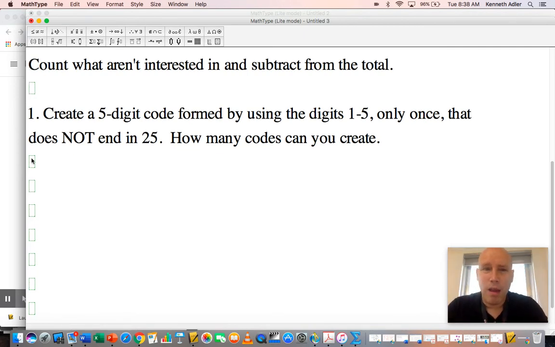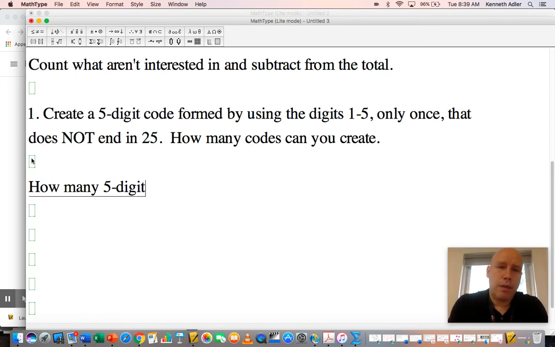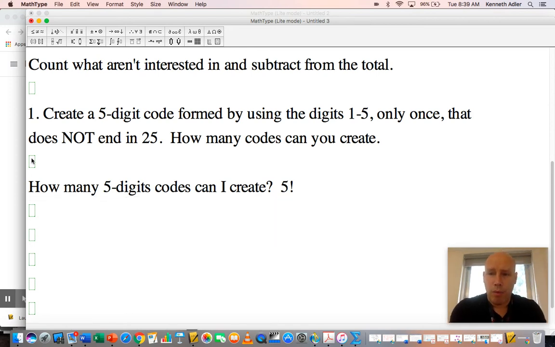Okay, welcome back. Well, the first thing I want to know is, how many 5-digit codes can I create? Well, we know already it's 5 factorial. Oh, you know what the joke is? What does this number represent? And the joke is 5! Get it? Haha. Anyway, so we know there's 120 codes.